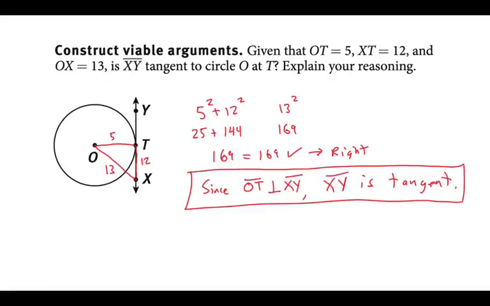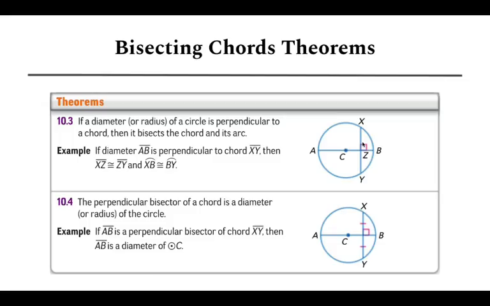So now we have another theorem to take a look at. The bisecting chords theorems. Now, one is just the reverse of the other, basically. So if a diameter or radius of a circle is perpendicular to a chord, then it bisects the chord and its arc. So that means that AB is a diameter, and since it is perpendicular to the chord XY, that means it cuts XY in half, both chord XY and arc XY.